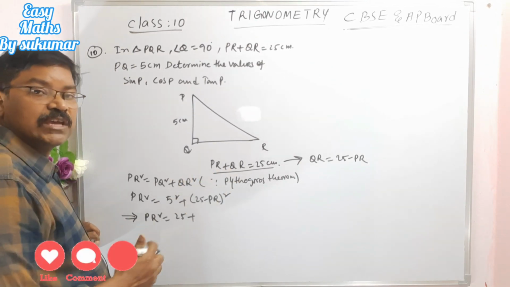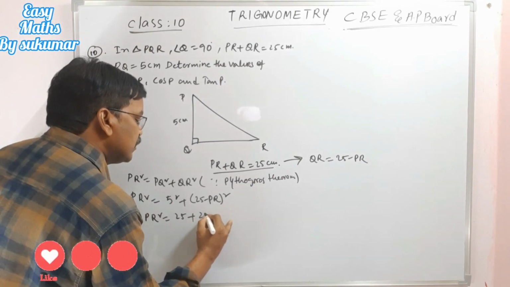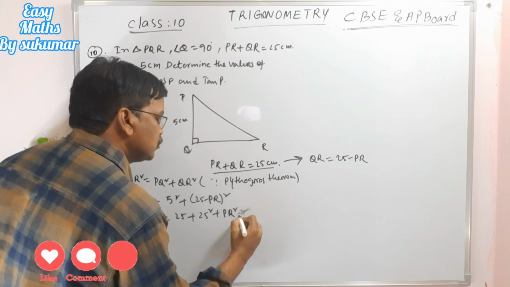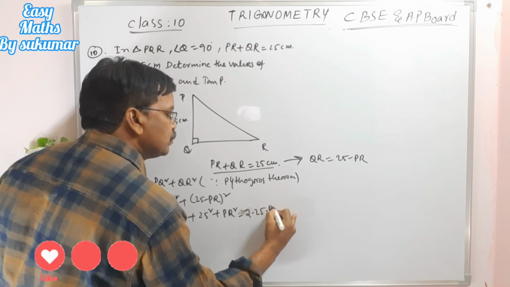Let us expand using A minus B whole square. That means 25 square plus PR square minus 2 into 25 into PR.